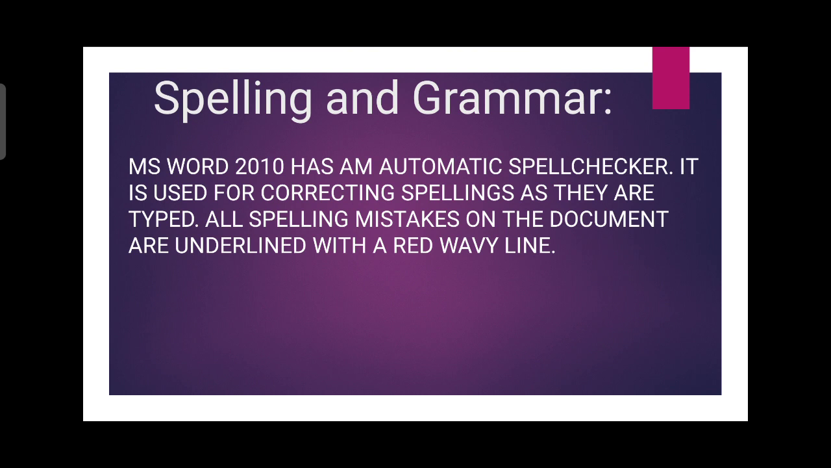Spelling and grammar. Now what is spelling and grammar? If you are typing anything and there is a mistake, it is about spelling and grammar. MS Word 2010 has an automatic spell check. It is used for correcting spellings as they are typed. All the spelling mistakes in the document are underlined with red wavy lines.